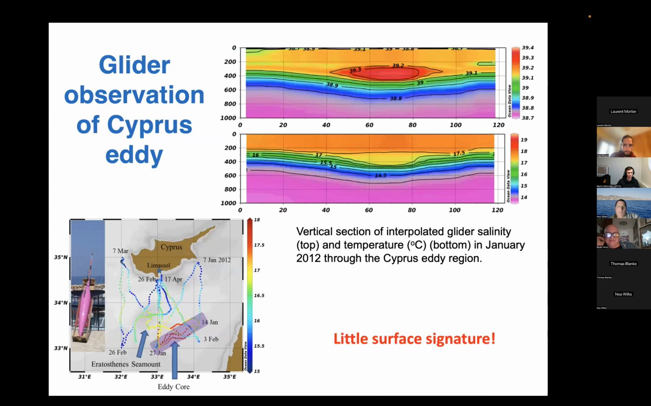So there are many glider sections through the Cyprus eddies. What you can see here is one example from January 2012. You can see in the upper panel the salinity and in the lower panel the temperature. And the most important part of the message from this figure is that during this period, it was mainly a subsurface eddy. So there was very little surface signature of the existence of the eddy.